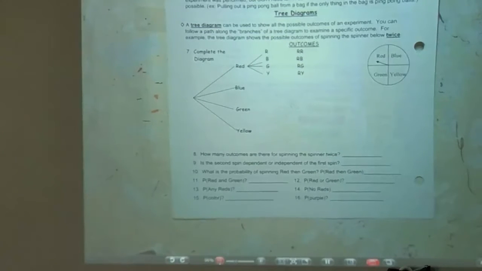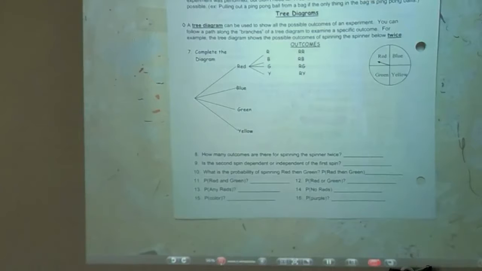Okay, so what we're looking at today are tree diagrams. A tree diagram can be used to show all the possible outcomes of an experiment. You can follow a path along the branches of a tree diagram to examine a specific outcome. For example, the tree diagram shows the possible outcomes of spinning the spinner below twice.